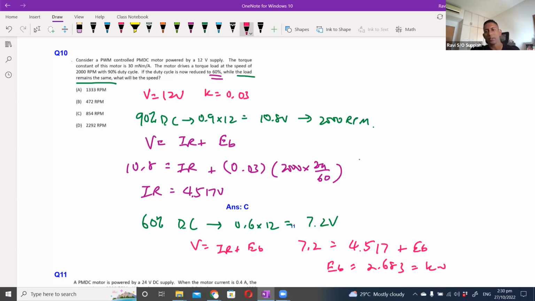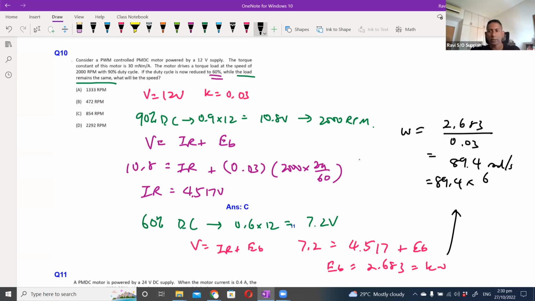Okay, and since EB is K omega, with this I can go back and find omega to be equal to 2.683 divided by 0.03. That will give me 89.4, but that is radians per second. So I need to multiply 89.4 by 60 over 2 pi, which will give me 854 RPM. Okay, it is this.